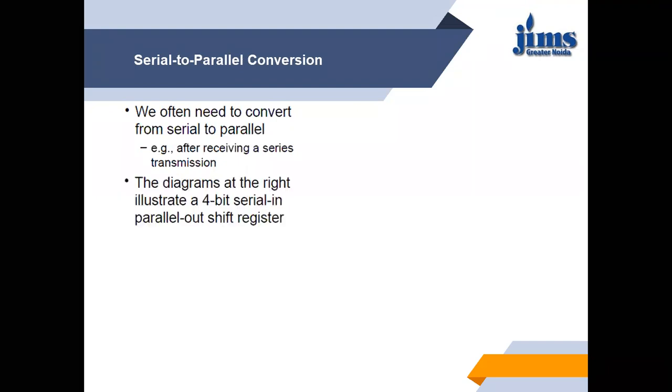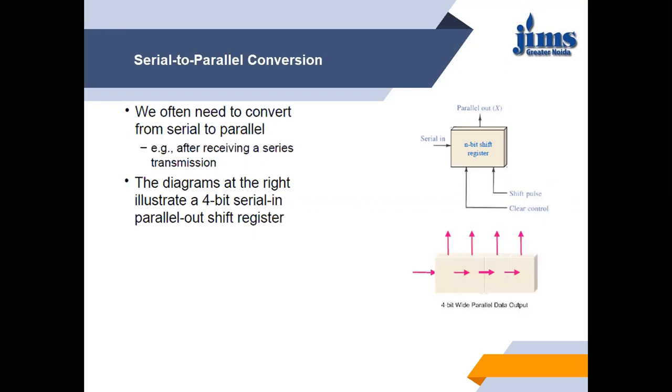The diagram illustrates a 4-bit serial in, parallel out shift register. Here is the block diagram. Data is input serially, and data is fetched in parallel. We have a shift pulse and we have a clear pulse. So here is the simple block diagram: 4-bit output, single-bit input, and data flows from the left-hand side to the right-hand side.